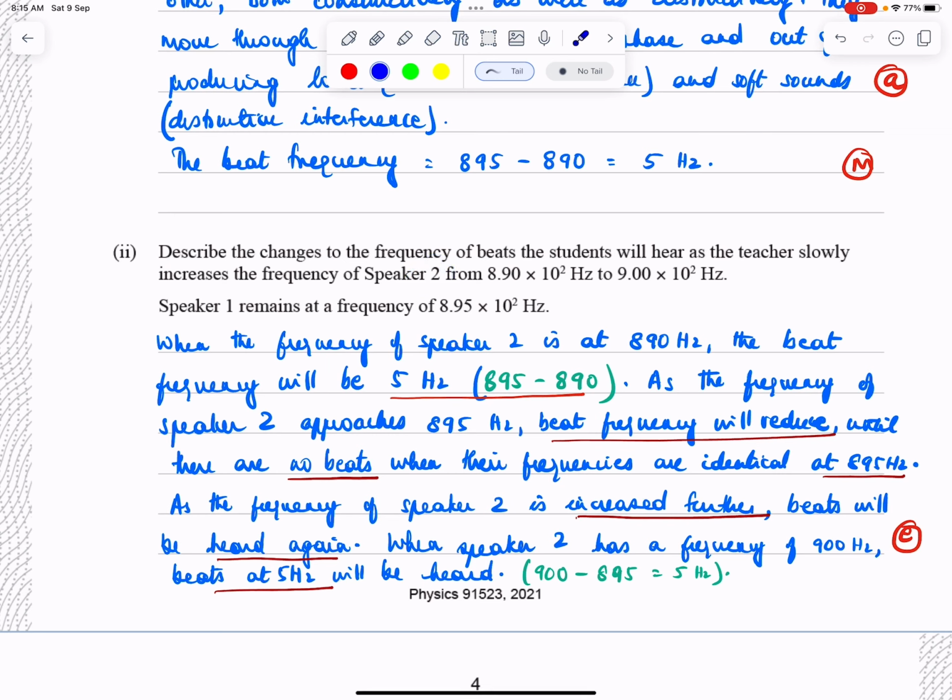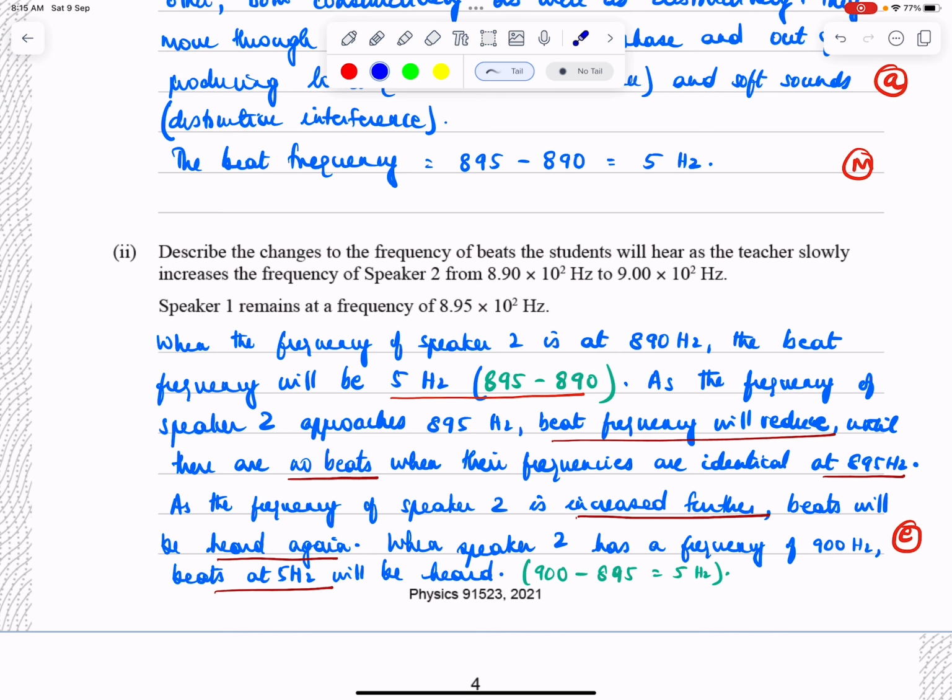So when the frequency of speaker 2 is initially at 890 hertz, the beat frequency is 5 hertz. As the frequency of speaker 2 approaches 895 hertz, the beat frequency will decrease until there are no beats when the frequencies are identical at 895 hertz.